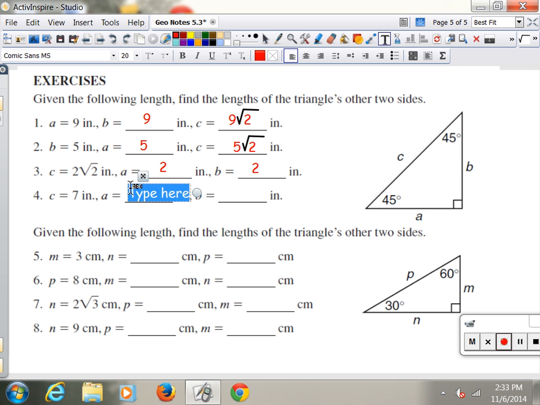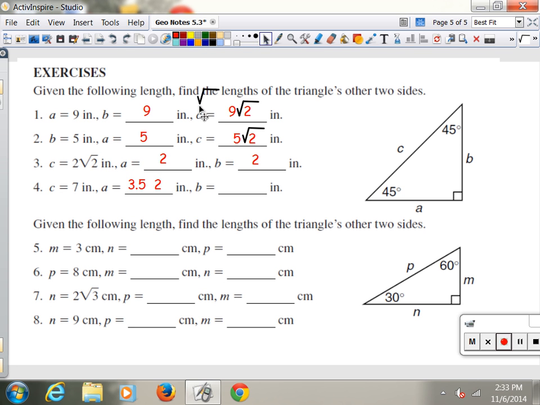Just cut it in half. 3.5 times it by radical 2. So you could put 3.5 radical 2 if you want to. You could put 7 halves radical 2 because 7 halves is the same thing as 3.5. So you could put 7 over 2 and then radical 2. Whatever way you wanted to write it, you could write it. But 3.5 radical 2, and that'd be for both of them, A and B.